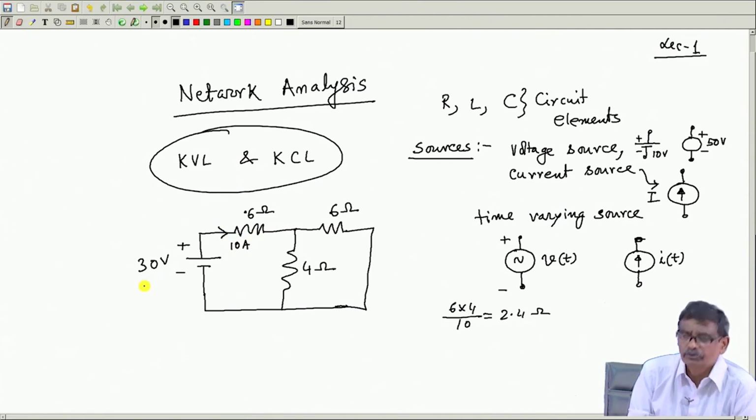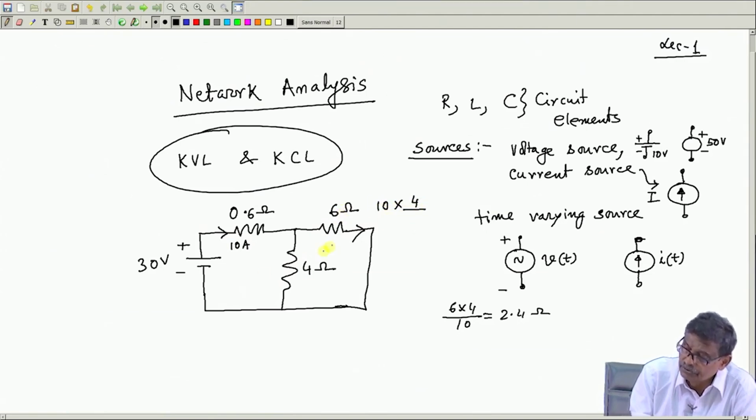We know from school days that these two are in parallel, then this is in series. So, 2.4 plus 0.6 is 3 ohm. So, this current will be 10 ampere, and then these two are in parallel. So, the total current into 4, divided by the sum of these two resistances, 10.